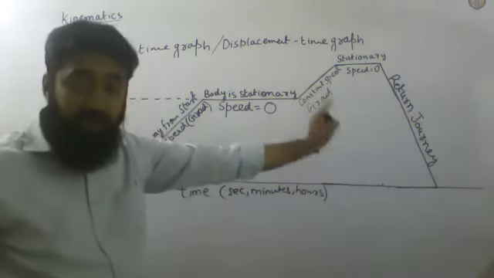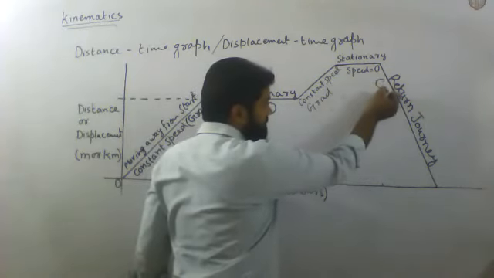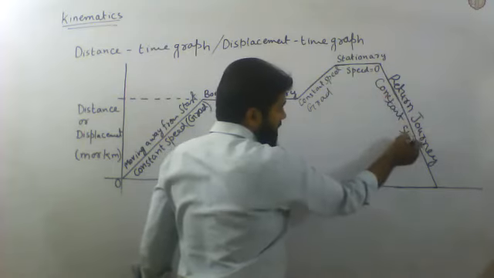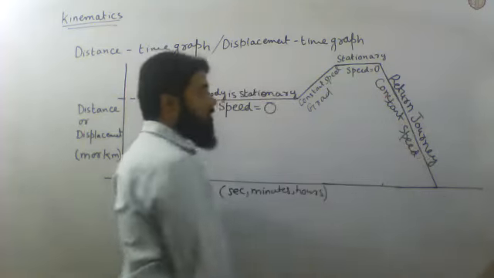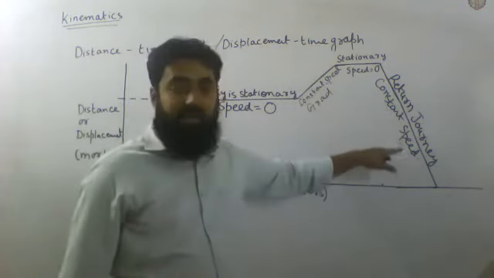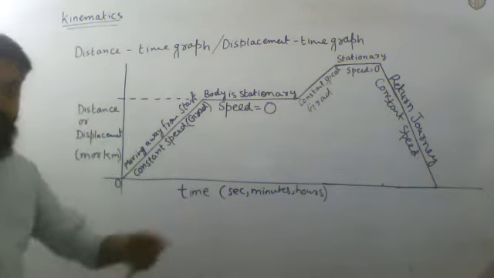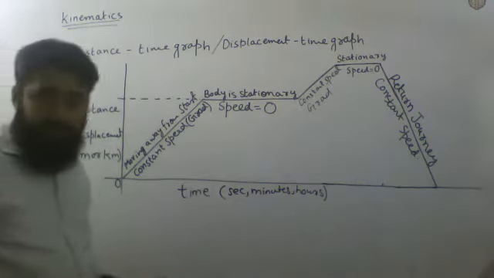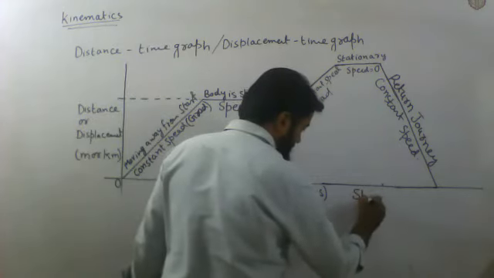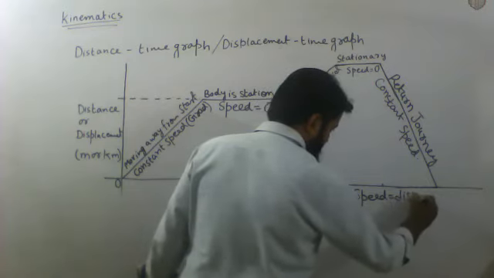Again, the straight tilted line shows that the body is coming back with constant speed, and in order to find the speed, the gradient will be applied. As you have applied gradient over here, you will apply gradient in this form. The formula which we all know: speed equals distance upon time.